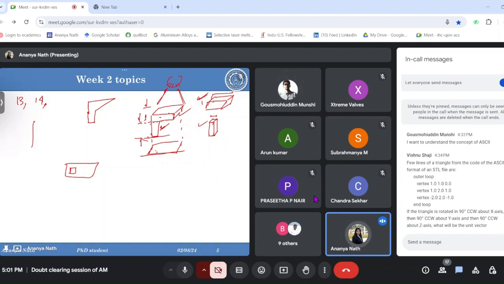Okay. If we have the bone structure shown, and I want to see the contour of this bone structure, basically I'll divide it into layers.